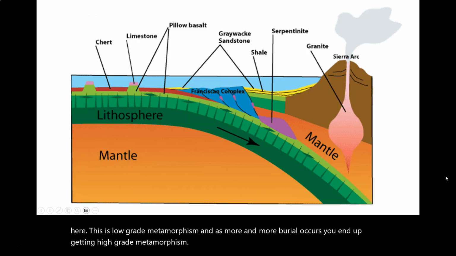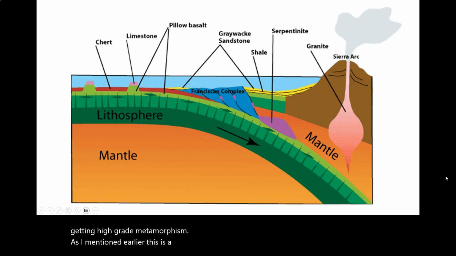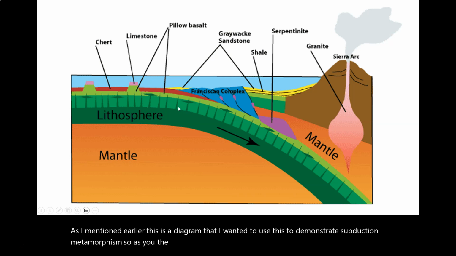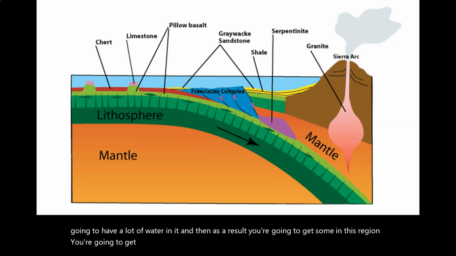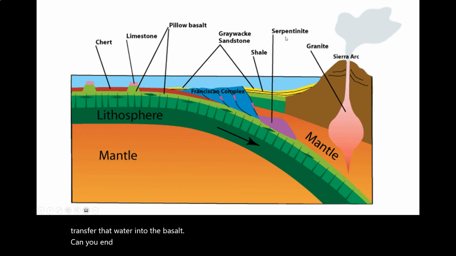As I mentioned earlier, this is a diagram that I wanted to use to demonstrate subduction metamorphism. So as you know, the basaltic oceanic plate, when it subducts, is actually going to have a lot of water in it, and as a result, in this region you're going to get some moderate grade metamorphism where you're going to transfer that water into the basalt and you end up getting serpentinite, the metamorphic rock of basalt.